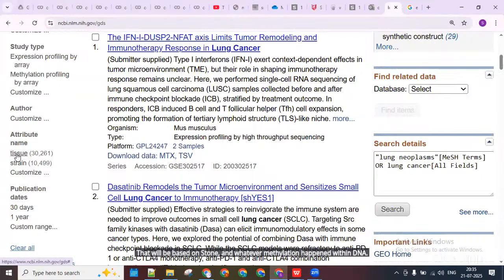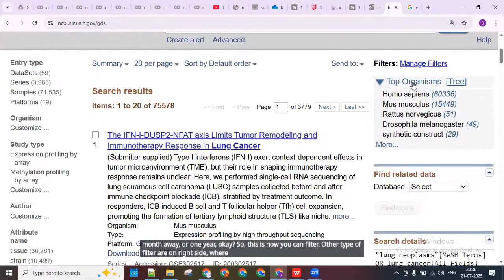We want tissue specific information or other type strain specific information, and whether you want to check for data sets which are related to publications that are published and reported within 30 days, like last month or 1 month away or 1 year. Okay, so this is how you can filter. Other types of filter are on the right side, where you can directly filter for different organisms.